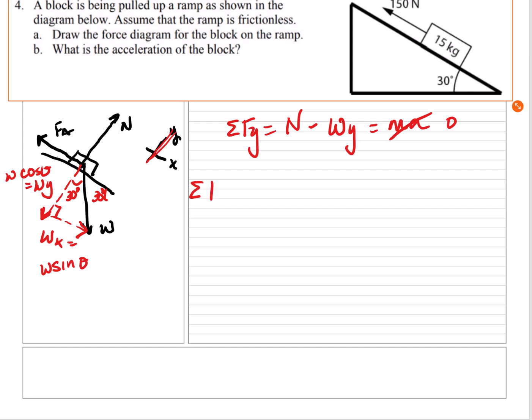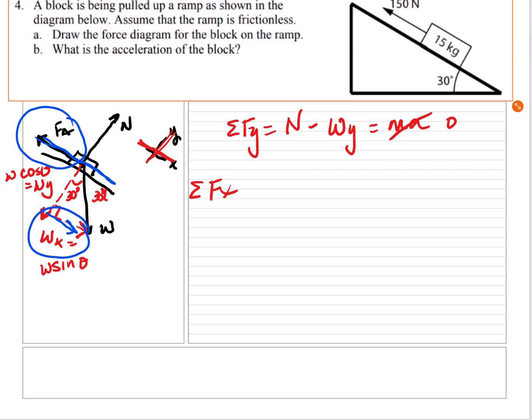In the x direction, x, we noted, is parallel to the inclined plane. We have 2 vectors along the x direction. We have fa, because that's parallel to the inclined plane. And we also have wx that is along the inclined plane, parallel to it. So any vector parallel to the inclined plane is in the x direction.